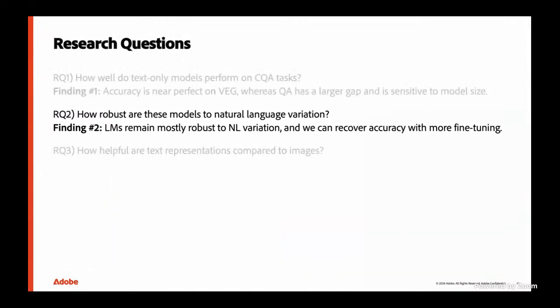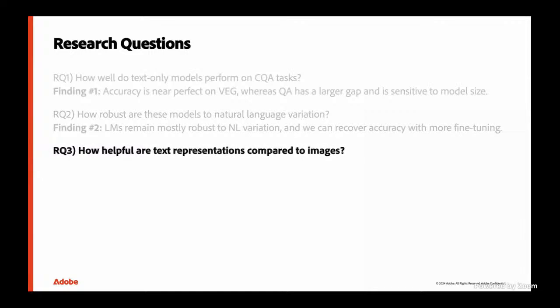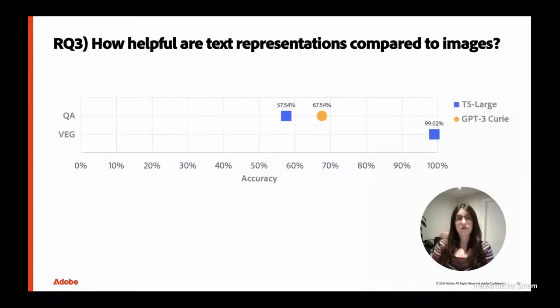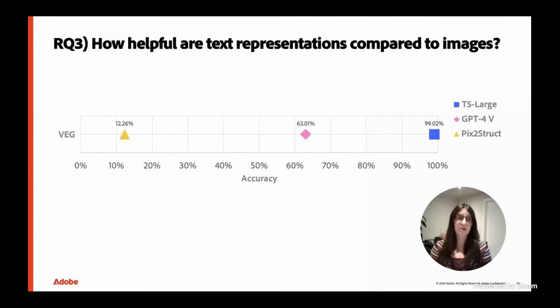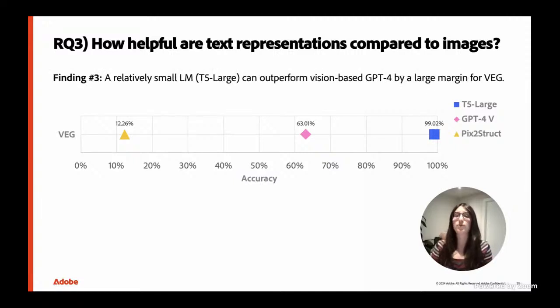Finally, we get to our last research question. How helpful are text representations compared to images? Here we have the initial data from research question 1, but we'll now focus on visual explanation generation as this task is more directly related to interpreting the visual encodings in the chart image. We compare this result to two image-based models, GPT-4V and Pix2Struct. And while our small text-based model, T5 large, had around 99% accuracy, we see that this can notably outperform the image-based models: GPT-4V, which was around 63% accuracy, and Pix2Struct, which had around 12%.